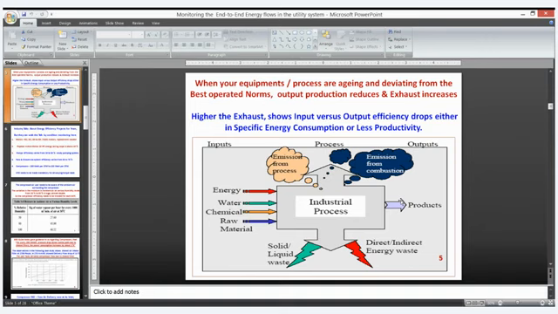So coming to the equipment process, aging has been happening in our process and in our equipment. Even with the best operating norms suggested by the vendors, process consultants and experts, the output production reduces over the years. It is called accelerated aging. Due to excess energy given to the process, accelerated aging automatically happens, and definitely the output production reduces and the exhaust increases. This is where we have to concentrate.